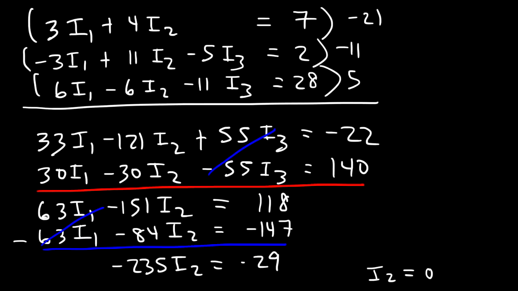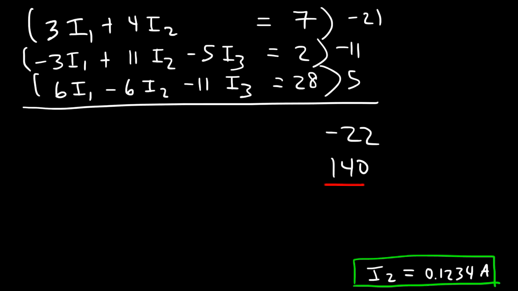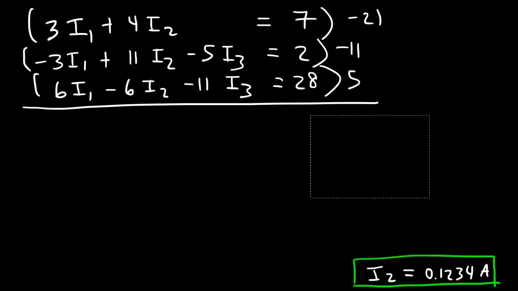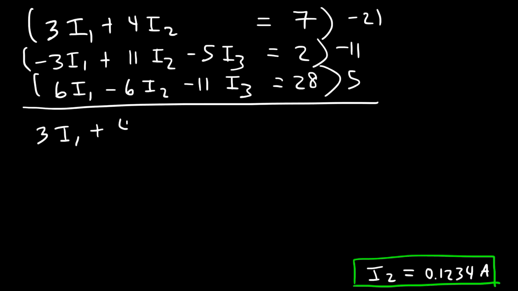And so I2 is 0.1234 amps. So that's the first answer that we need. Now let's use the first equation before we multiplied it by 7 to calculate I1. So it's going to be 3I1 plus 4I2, or 4 times 0.1234, and that's going to equal 7.